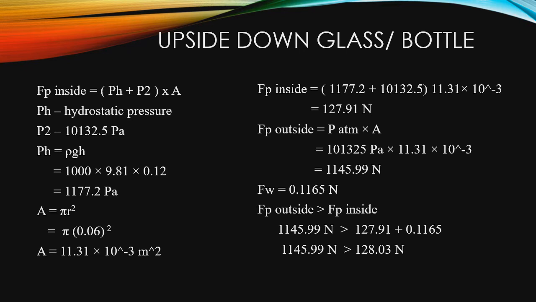The force pressure inside the water is equal to pH plus P2. pH is hydrostatic pressure. P2 we got before this: 10,132.5 Pascal. pH equals rho g h. Rho equals 1000, times 9.18 is g, times 0.12 is the height of the water in the glass, which equals 1177.2 Pascal.